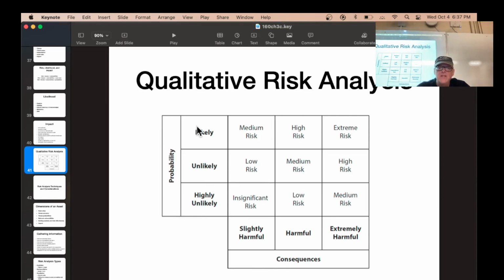So you have probability: likely, unlikely, very unlikely; and consequences: slightly harmful, harmful, and extremely harmful; and then you decide what to do. If something is unlikely and not very harmful, then it's an insignificant risk and you just accept that. Things that are likely and extremely harmful, these are the things you really worry about. These are the things where you really better do something, like get better firewalls or better locks on the door or something, because this is bad. Something's likely to happen that would be very harmful.